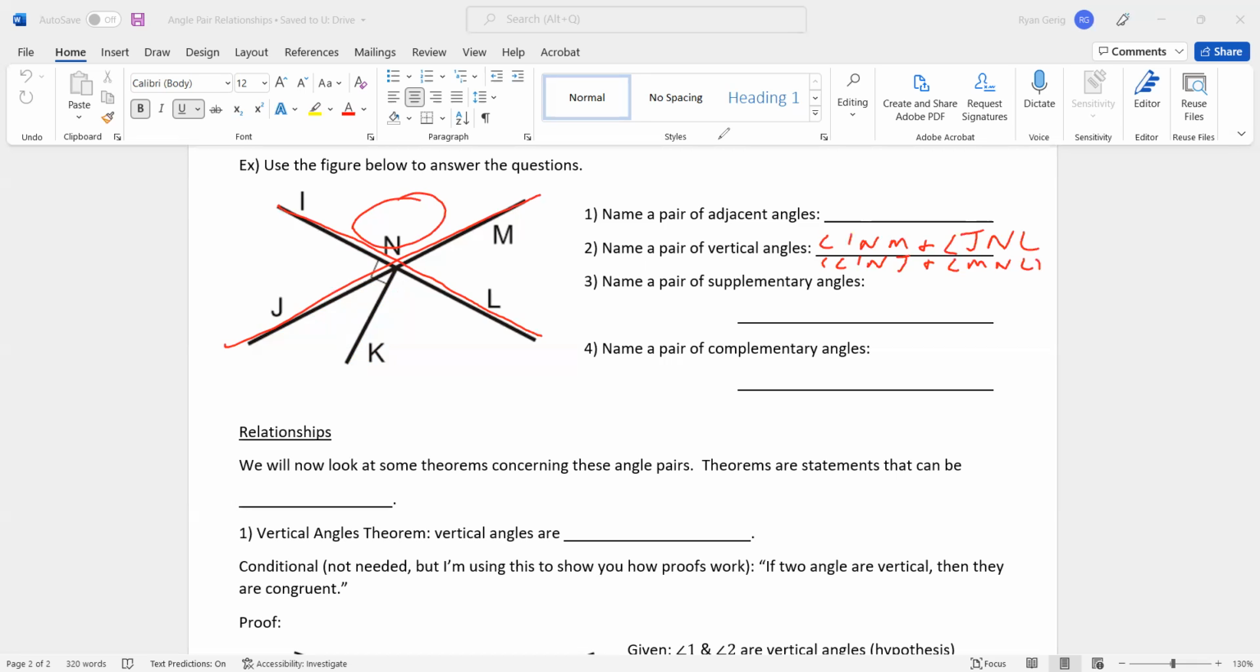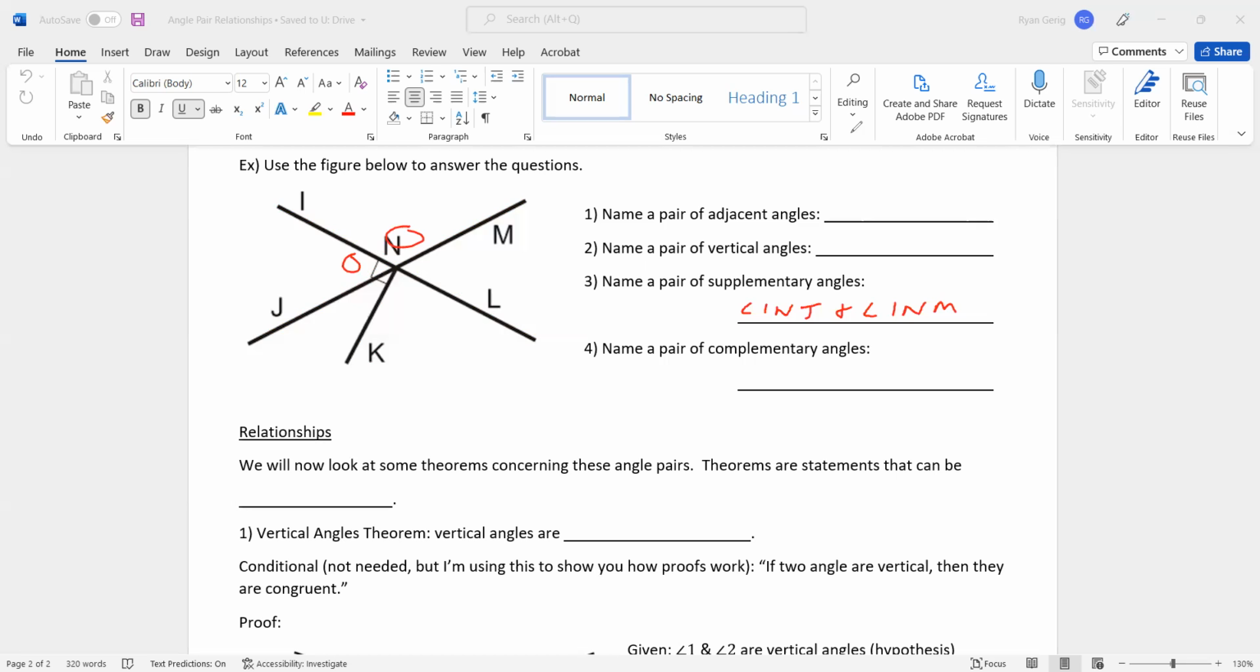Okay. Name a pair of supplementary angles. Well, those are two angles that add up to 180. So I'll just say INJ and angle INM. INJ and INM. Those two angles form a line, therefore they're supplementary.